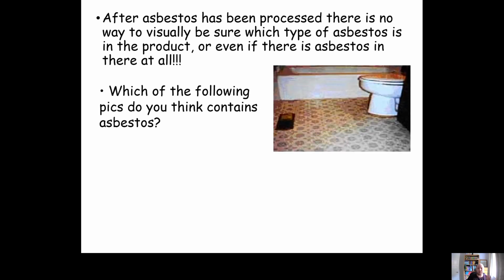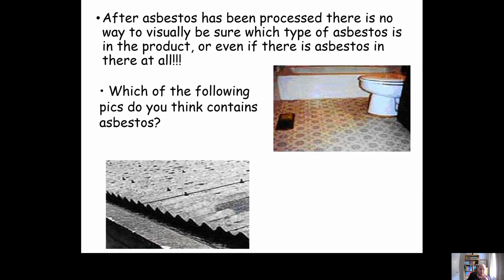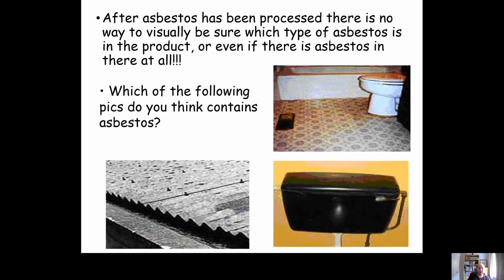After the asbestos has been processed, there is no way to tell whether there's asbestos in a product or not. So if we look at these 3 pictures and think, which one of these has got asbestos in? The answer is actually all 3. There's asbestos in the tiles and also on the backing of the tiles on the bathroom floor here. There's asbestos mixed in with cement for this corrugated roofing. There's asbestos mixed in with the plastic for this toilet system.